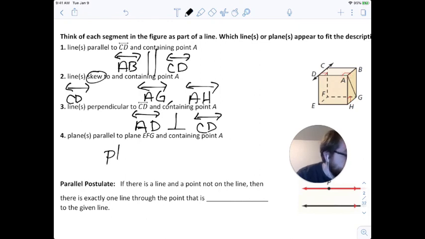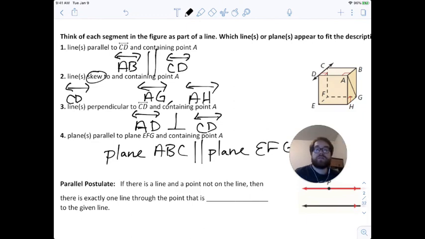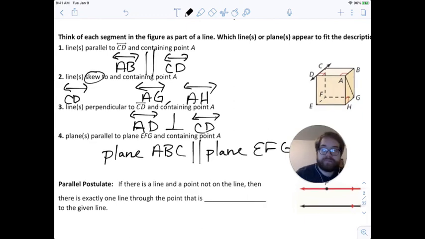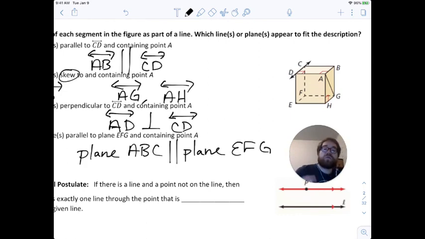So plane ABC. Remember, use 3 letters to denote a plane, and so plane ABC up here is parallel to plane EFG. And you use the same parallel symbol. So again, what we're trying to do is develop our skills of identifying from a figure or a diagram what's parallel, what's perpendicular, what's skew.